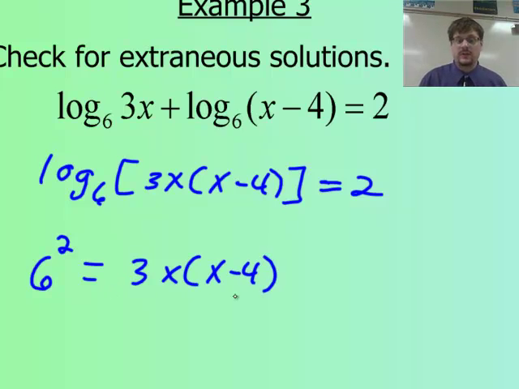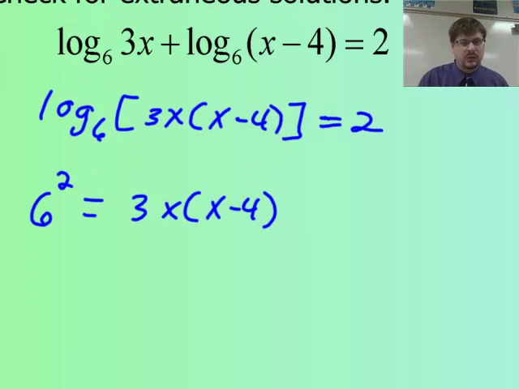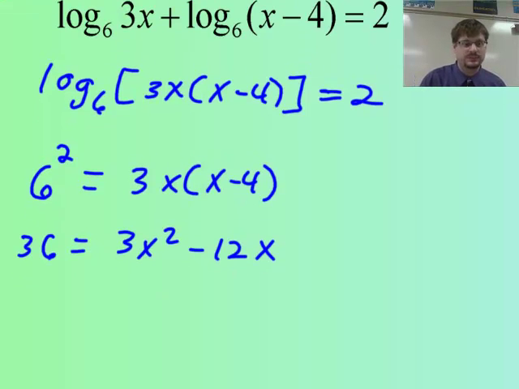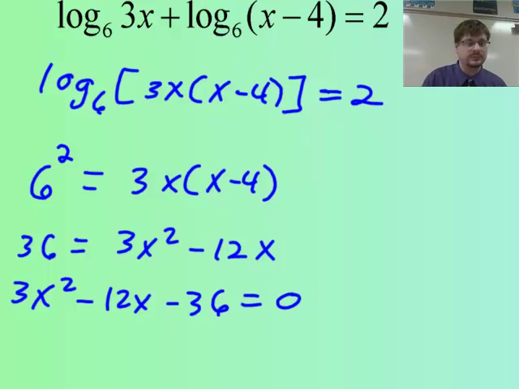And now I'm just going to solve this quadratic out. Now you could have multiplied the 3x up here or down here. It makes no difference. I'll have 36 equals 3x squared minus 12x. I'm going to want to set this equal to 0. That'll give me 3x squared minus 12x minus 36 equals 0.